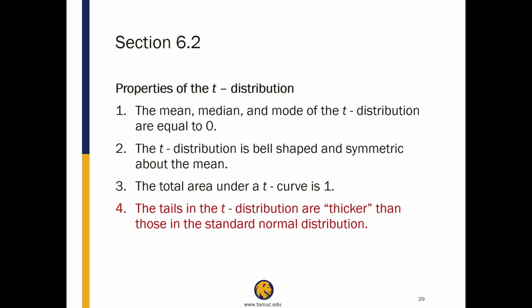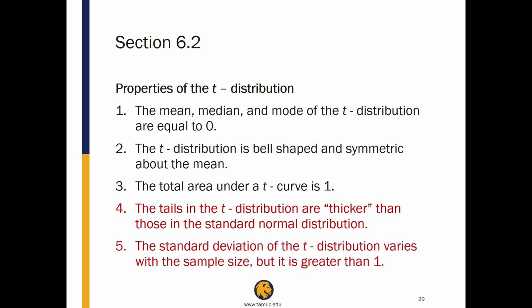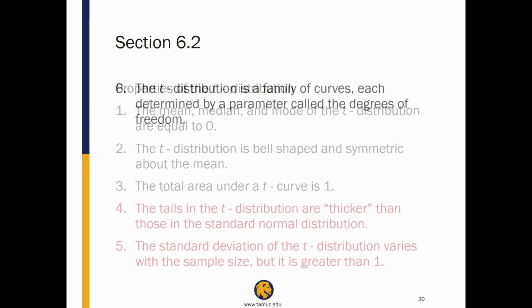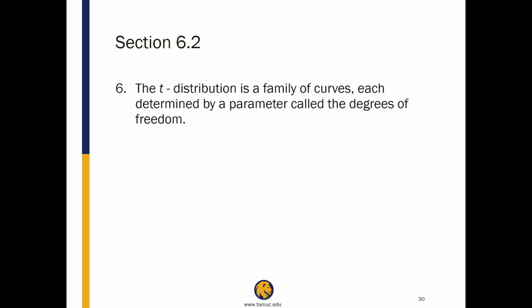So far nothing here is much different than a normal distribution. Here are the big differences. The tails of the t-distribution are thicker than those in the standard normal distribution, and the standard deviation of the t-distribution varies with the sample size but is always greater than 1. The t-distribution is a family of curves, each determined by a parameter called the degrees of freedom.